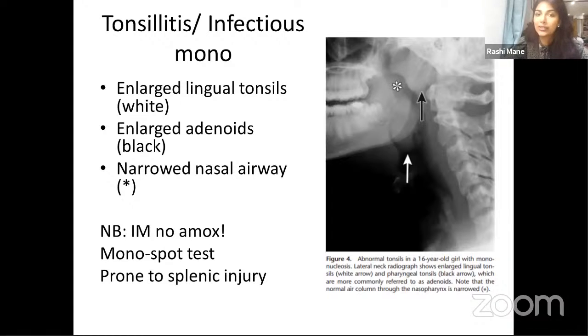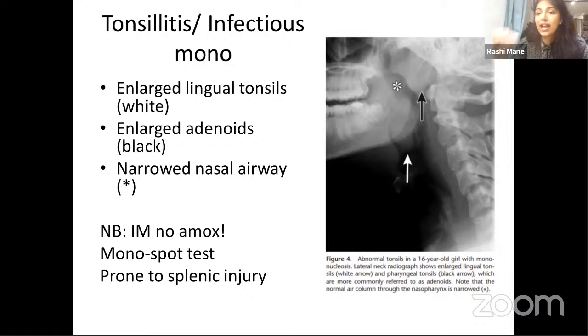And another thing you need to realize with infectious mononucleosis, it's viral. So actually, as soon as you realize that's what the case is, you don't need to give them any antibiotics, because it's not going to help. You need to tell them to rest and drink a lot of fluids, because infectious mononucleosis makes you very prone to splenic injury. So you tell them to not do any contact sports for 6 to 8 weeks.